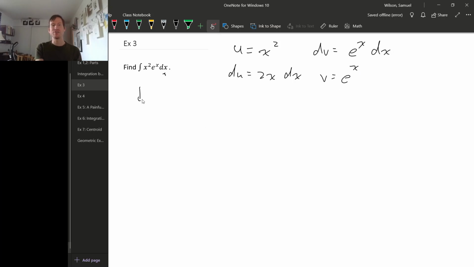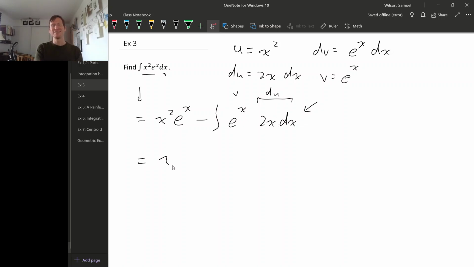And now we can do our integration by parts formula. So u times v, so x squared e to the x, minus the integral of v, which is e to the x, times du. And du is 2x dx. Okay, so we transformed one integral into another integral. Now we have to ask ourselves, is this new integral any easier to do? Is it any simpler? And the answer is yes. It has a lower power of x, so it feels like we're closer to an answer.